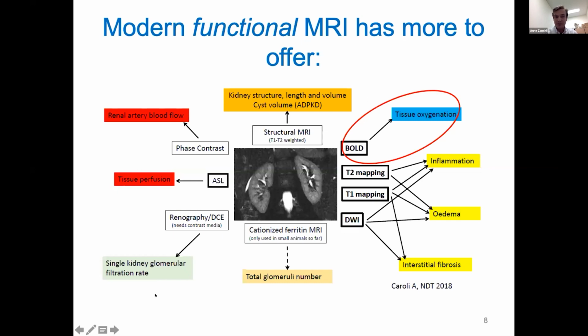We can also measure, and that's what this talk is about, tissue oxygenation with BOLD MRI, and you might wonder why this is interesting to do. Next slide.